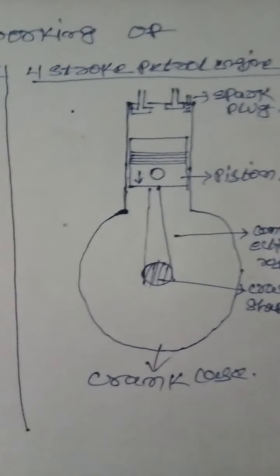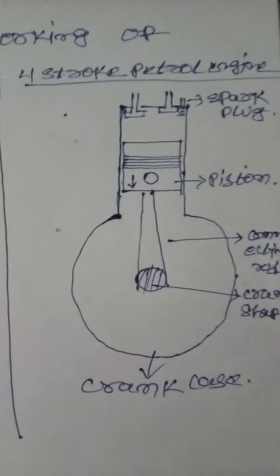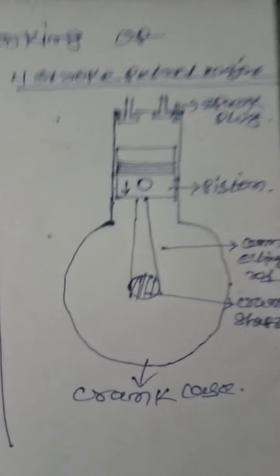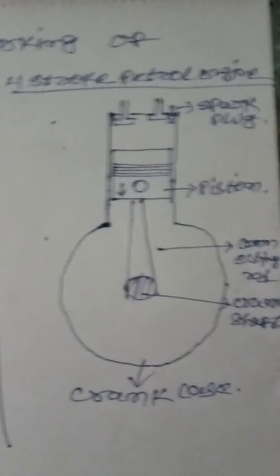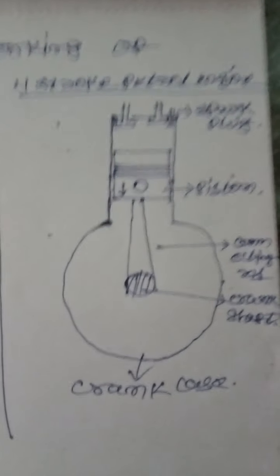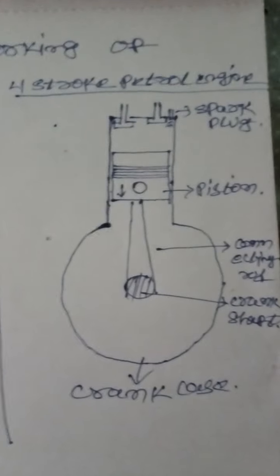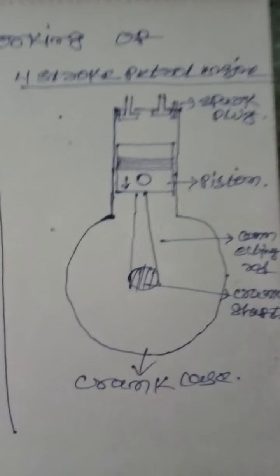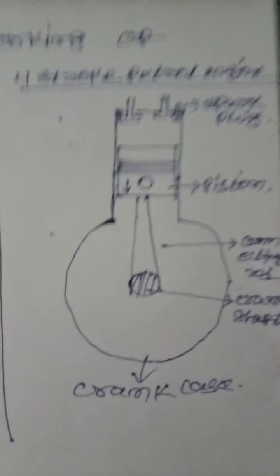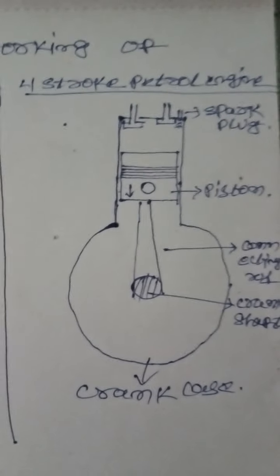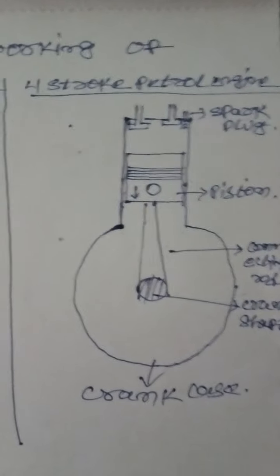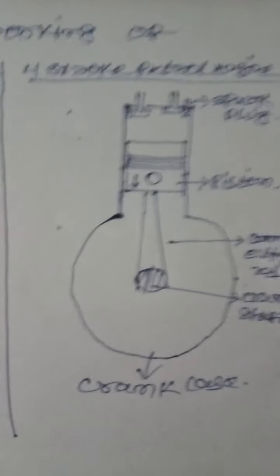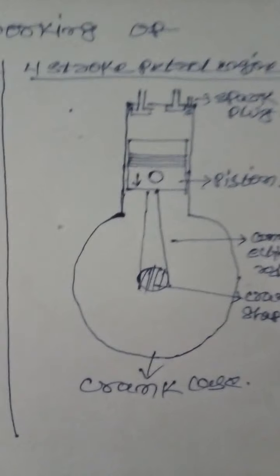So the major difference between the petrol engine and the diesel engine is that in a petrol engine the spark plug is present, whereas in a diesel engine the injector is present. In case of a petrol engine, the combination of air and petrol is the charge, whereas in case of a diesel engine only compressed air is the charge. This is all about the working of a 4-stroke petrol engine and diesel engine.